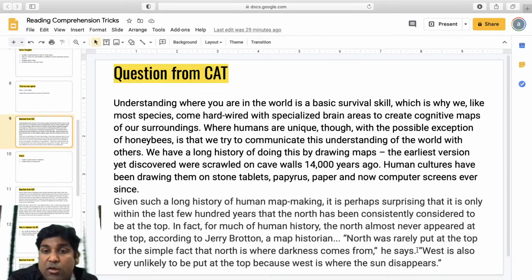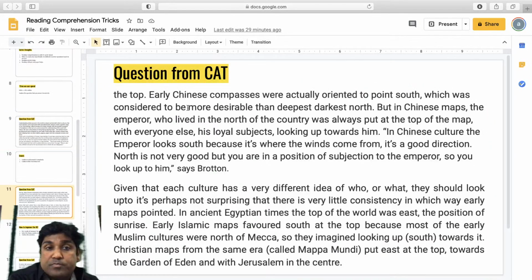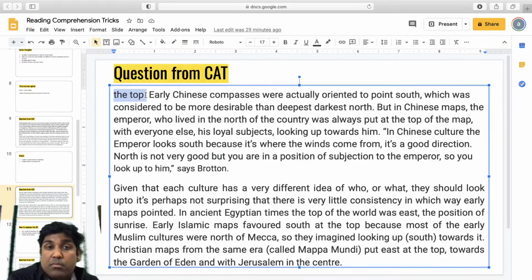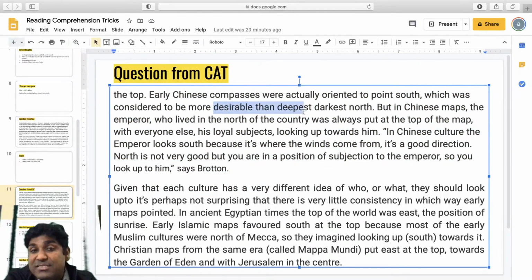Let's do the last line. West is also very unlikely to be put at the top because west is where the sun disappears. Next comes south. Early Chinese compasses were actually pointed to the south, which was considered to be more desirable than the darkest north.